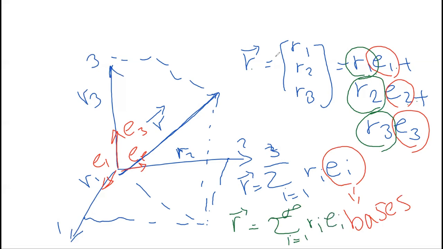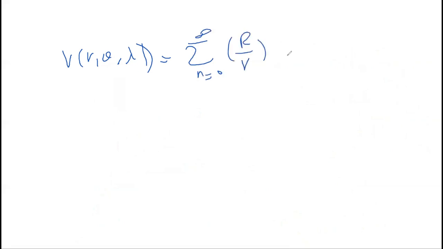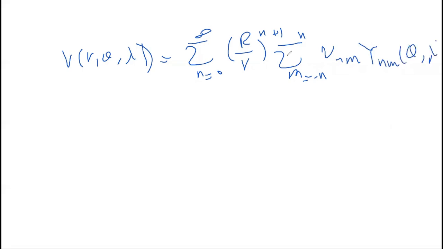Now let me compare this equation, this expansion, with the spherical harmonic expansion. So I have the gravity potential, and the summation of (R over r) to the power n plus 1, the sum over m from minus n to n, of v_nm, Y_nm, theta and lambda.